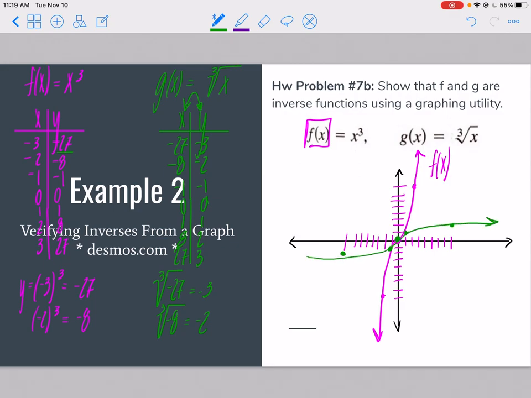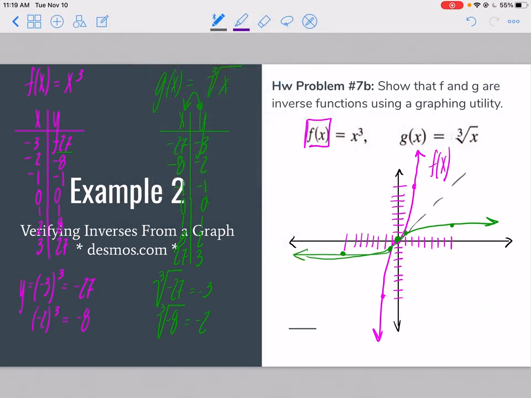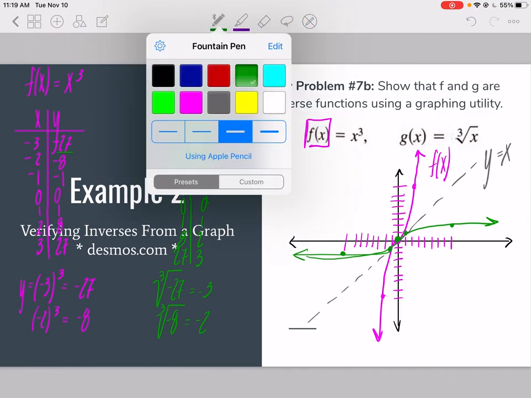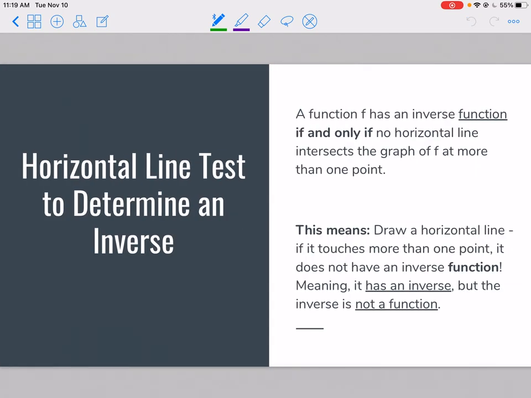Okay, so this has just been reflected again over this line, y equals x. All right, so we did in fact verify that these are inverses. Okay, the horizontal line test, we're almost there.